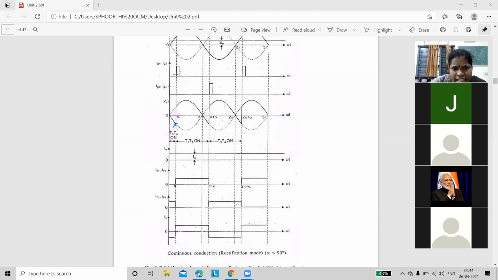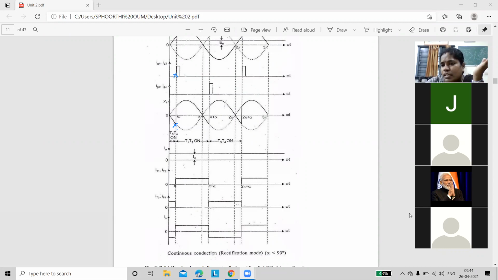I will check these two instants. Are these two same or not? Same thing. Gate triggering instant is nothing but firing angle instant. Whenever the gate triggering is given, then only the thyristor starts working. Then only you are going to get some output.